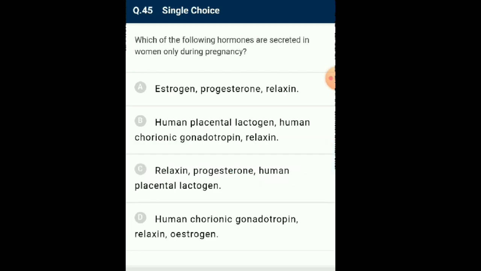Question number 45. Which of the following hormones are secreted in women only during pregnancy? Pregnancy is established approximately 1 week after fertilization. The blastocyst embeds itself in the thickened wall of the uterus through the process called implantation. Implantation is followed by the appearance of finger-like projections on the trophoblast called chorionic villi, which are surrounded by the uterine tissue and maternal blood. So the answer for this question is option B: human placental lactogen, human chorionic gonadotropin, relaxin. These are the hormones secreted in humans only during pregnancy.